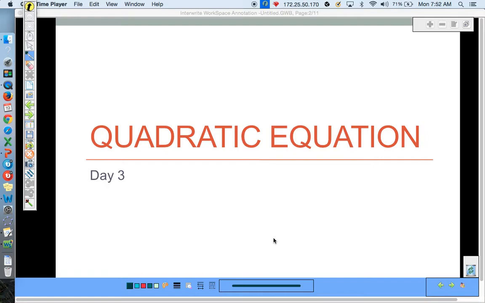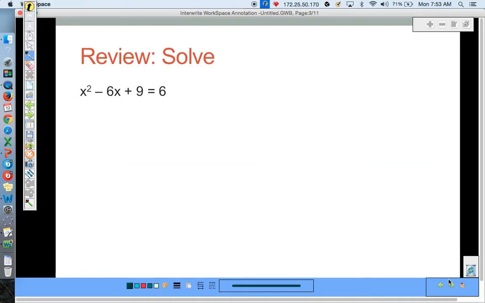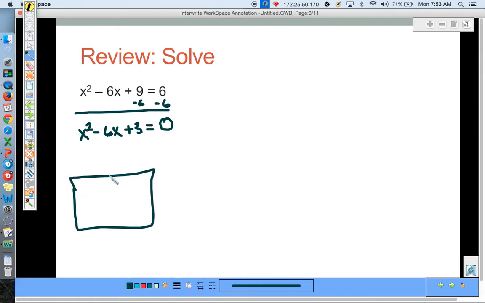We're going to look at a second way to solve quadratics, the quadratic formula. From the past 2 days, we've been really working on factoring. For example, like this, we said set it equal to 0. So we had x squared minus 6x plus 3 equals 0. So we said multiplies to 3, so we had 3 and 1, and nothing would multiply together to negative 6. So we said this one is not factorable.